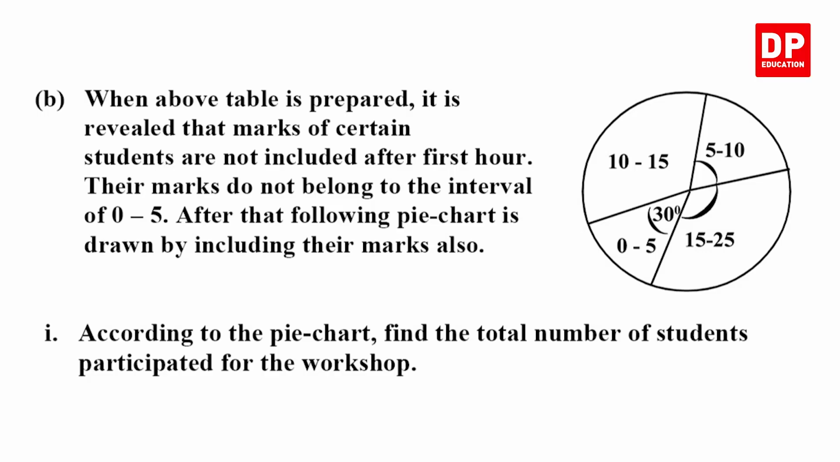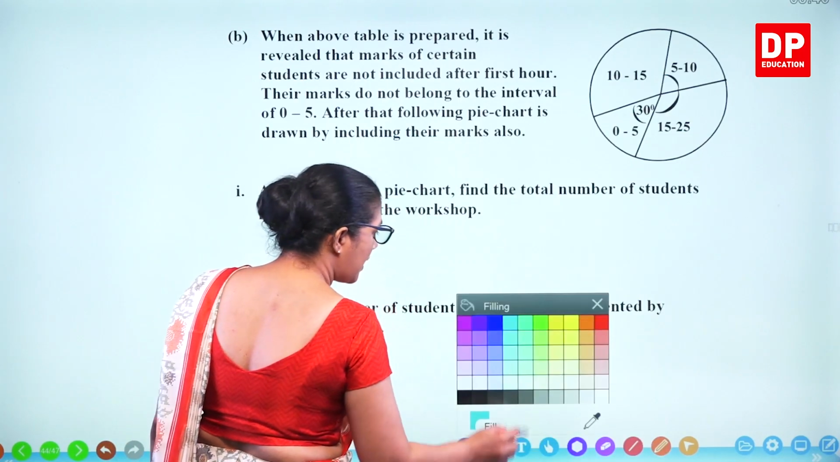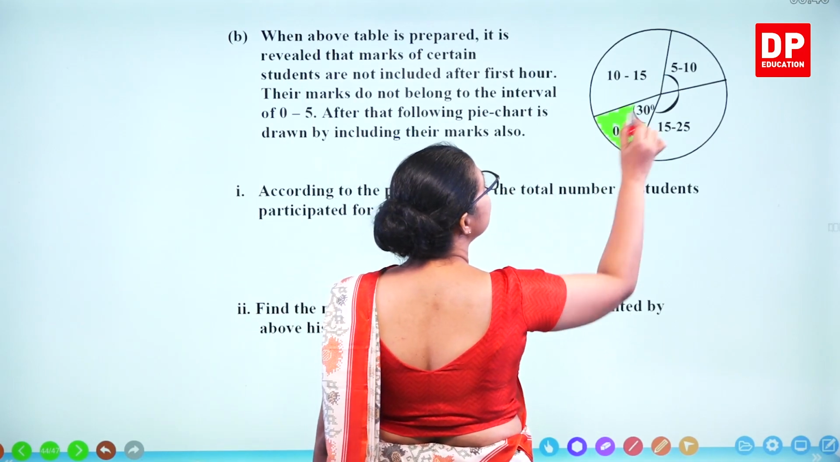Part B. When above table is prepared, it is revealed that marks of certain students are not included after first hour. Their marks do not belong to the interval of 0 to 5. After that, following pie chart is drawn by including their marks also. According to the pie chart, find the total number of students participated for the workshop. So we can look at this part and figure out this.